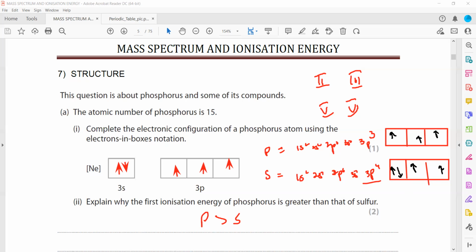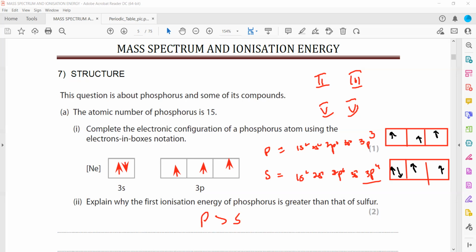So for this question, it's important that you learn the structure of the answer, like what points you should include. First you can mention phosphorus has a half-filled subshell, and due to this half-filled subshell, there is minimum repulsion between the electrons. As a result, we need more force or more energy, as unpaired electrons are there.